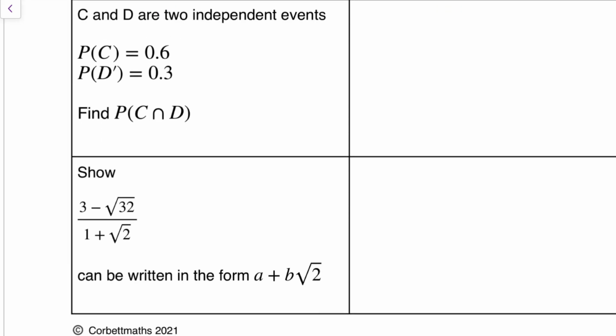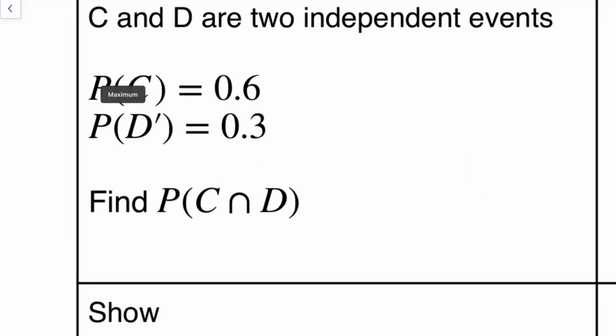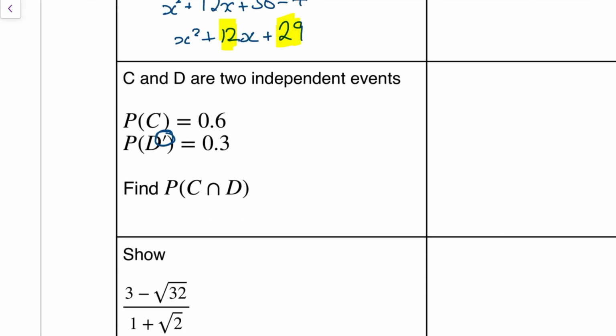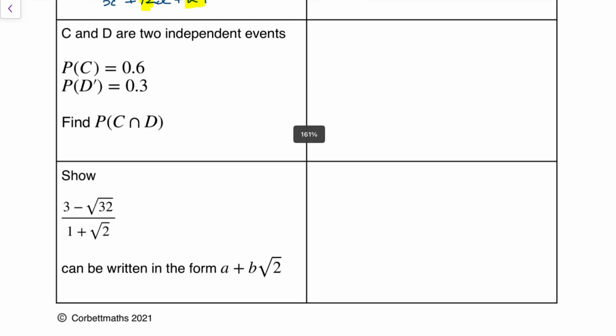Next question. Okay, C and D are two independent events. P(C) equals this, P(D), and actually I've just noticed, I hadn't seen this until I've just read it properly, that is actually a D complement, isn't it? So that means the opposite of D, or P(not D) if you like.